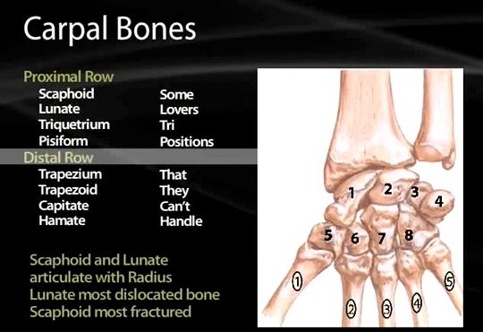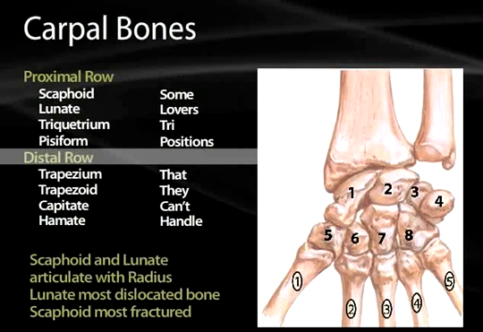Also, the pisiform bone is a sesamoid that's encased within the flexor carpi ulnaris tendon, and there's 2 more T's in the distal row, so that can become confusing as well. I could not remember which one was which, and the way that I remember which one is with the thumb is that the trapezium is with the thumb, and that's the only saddle joint in the entire body, and that puts the movements of the thumb at 90 degrees to the exact same movements of the fingers.